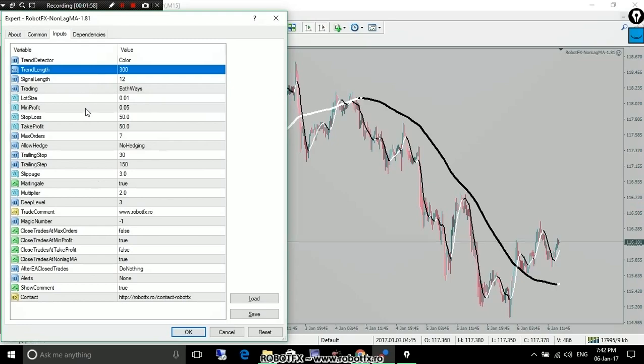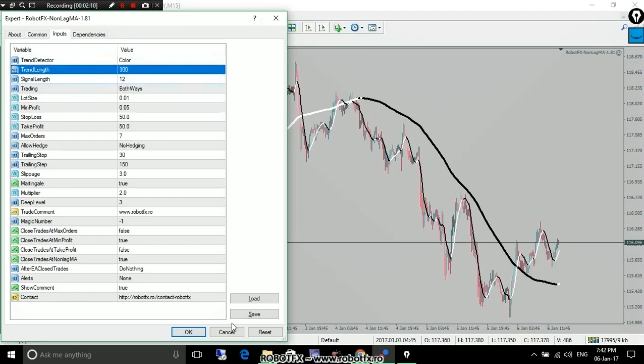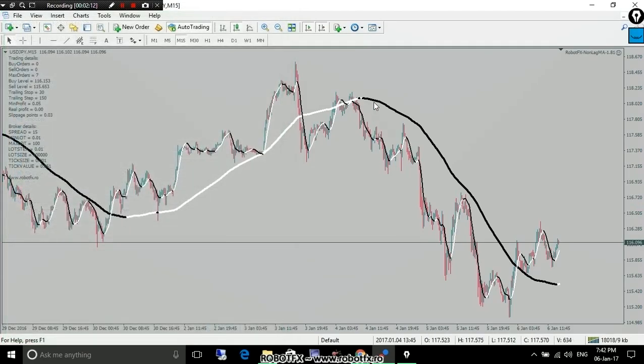one time to detect the trend, with the higher value, 300, and the smaller one as a signal to detect the trade entries or exit if instructed so. So let's start with the trend. The trend is the 300 line, the moving average on the chart.